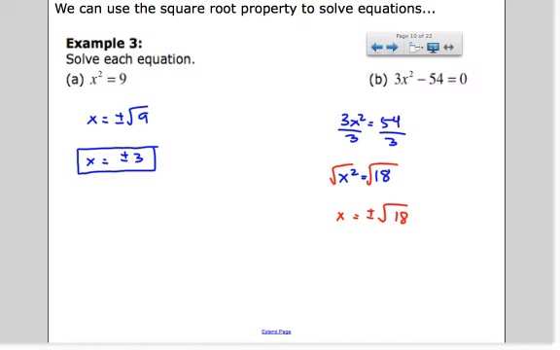Now I can simplify this square root by factoring it and finding what is inside it that is a twin. So this is 9, a perfect square. 9 is 3 and 3, so I have two sets of 3's, they can come out. So x equals plus or minus 3 square root of 2. And there we go.